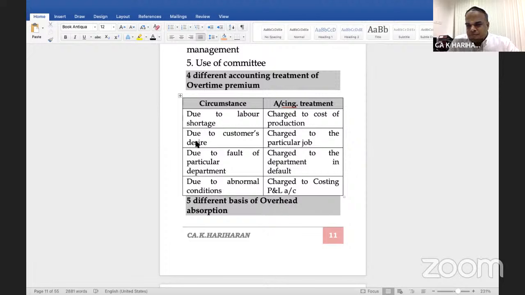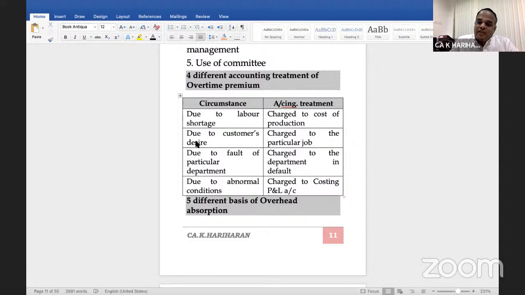Rahul is telling 20 rupees. Priya is telling 40. You are also telling 40. The other person is saying 40 only. Double the normal rate of wages, I said. Therefore, 40. Good. So all of them converted into 40 now.